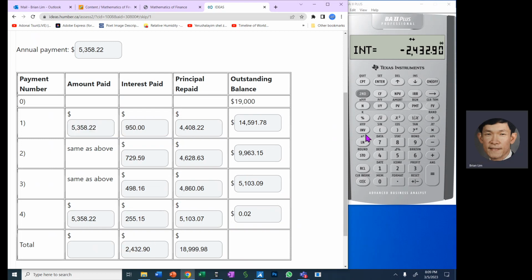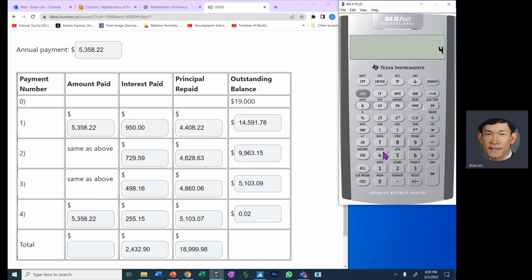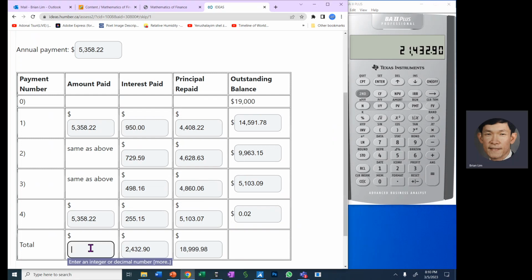Okay, so if we come back out of there, we can just click on clear twice. If we recall the payment, we make it positive, and then we multiply that by 4. All right, we get $21,432.90. Okay, now let's look at that number here. The total amount paid should be the interest plus the principal that was repaid. Right? So let's add these two numbers and see what happens.